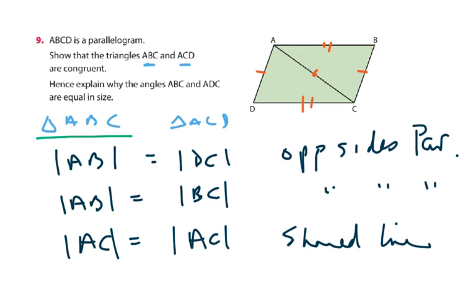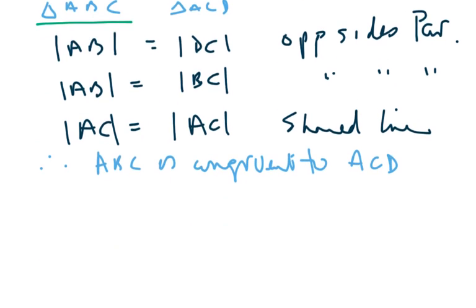Okay, so there we have, in this triangle, these three things are the same as these three. The three lengths are the same. Therefore, the triangle ABC is congruent to the triangle ACD, by SSS. Okay, so that's how you do it. Let's have a look at one more example.